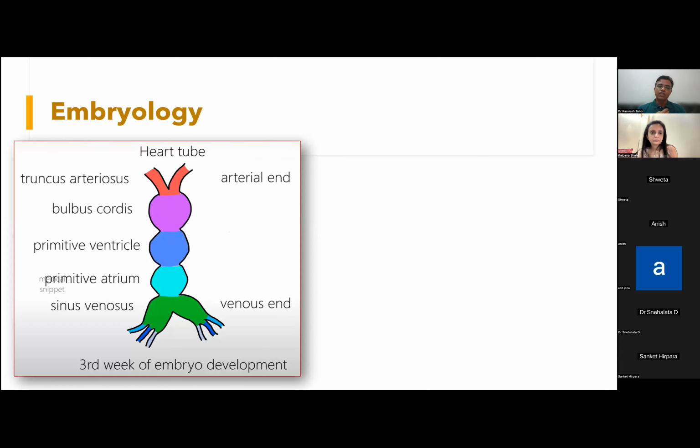Coming to the embryology, there will be two heart tubes to start with, and then they merge together and become one heart tube at around 3 to 4 weeks of gestation, and then it will divide into almost 5 segments.